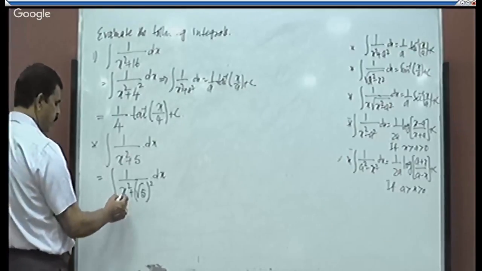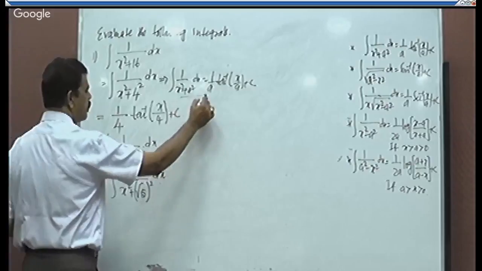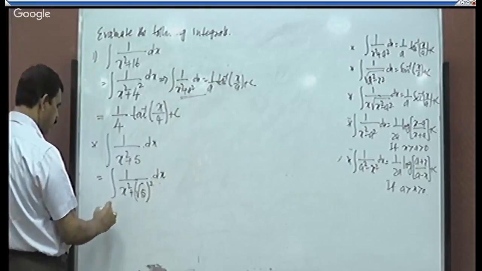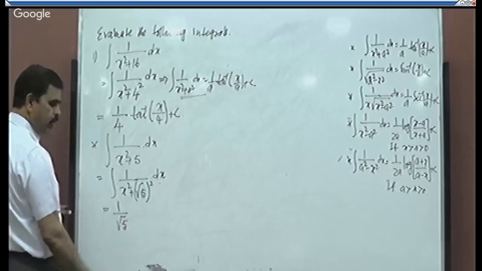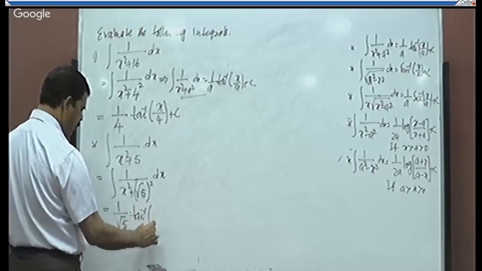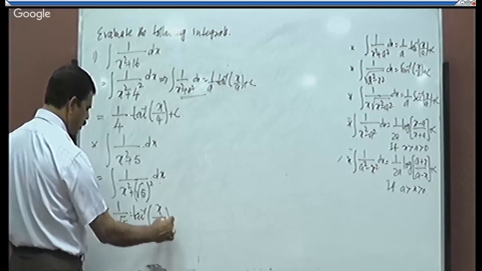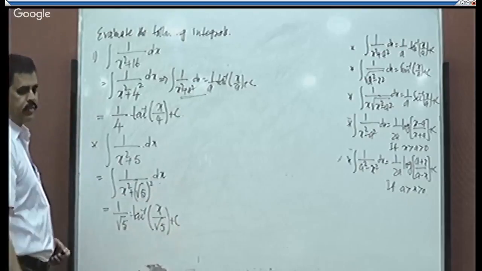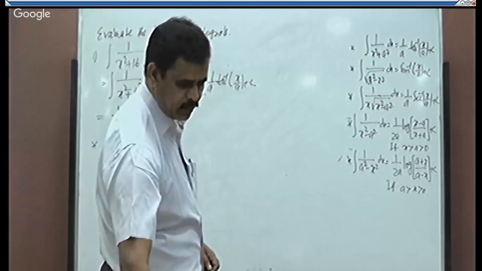Now, x square plus a square into dx. Now it is in this standard form. What is the answer? It is 1 by a. What is a? 1 by root 5 into tan inverse of x by a. What is a? Again root 5 plus c. This is the answer. Right? Then you can take some other problems.